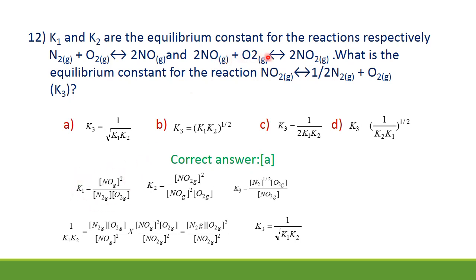Similarly for the second reaction, K2 will be equal to NO2 gas whole square divided by NO gas whole square into O2 gas. This is the K2 formula. K2 will be equal to NO2 gas power 2 divided by NO gas power 2 into concentration of O2 gas. In the same way, write K3 for this reaction. K3 is the product N2 power half into O2 divided by concentration of NO2. These are the three formulas. Now find 1/K1 and 1/K2.